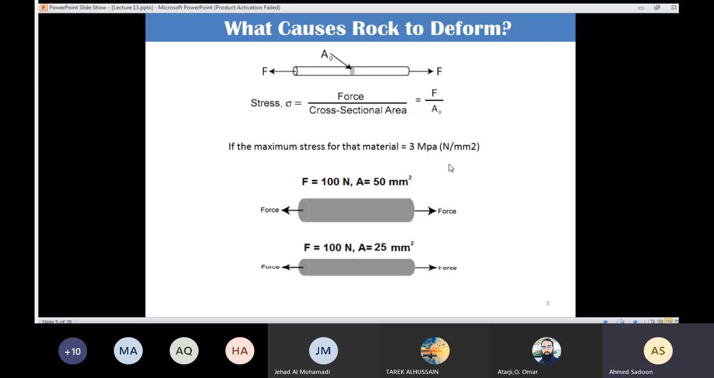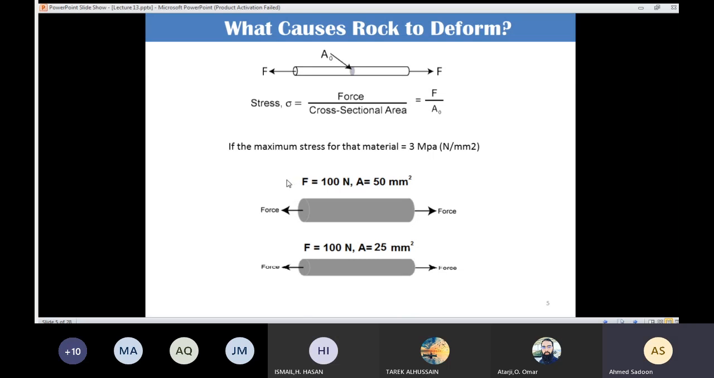And if the material is subjected to stress lower than the maximum stress, lower than 3 megapascal, in that case, what will happen to the material? Will it fail or will it stay holding? The obvious answer is the material is not going to fail. Yes. Because the stress is lower than the maximum stress.